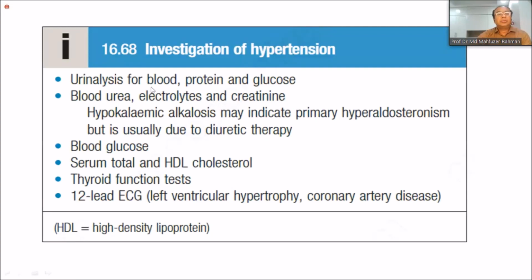Routinely, we should do a urine analysis for presence of blood or protein, glucose, blood urea, electrolytes, and creatinine. You know, hypokalemia may indicate primary hyperaldosteronism, though it may occur in diuretic therapy. The blood glucose, serum total and LDL cholesterol, thyroid function test, and 12-lead ECG.